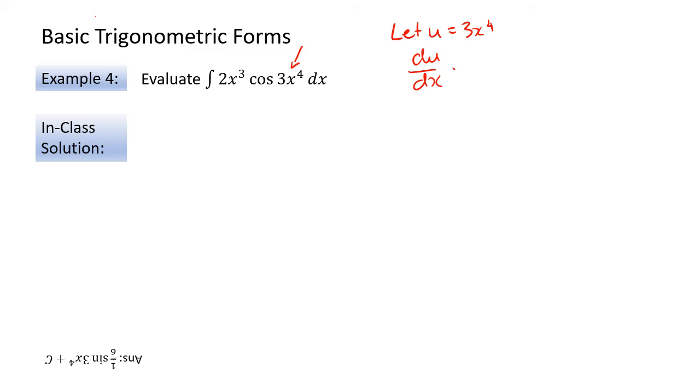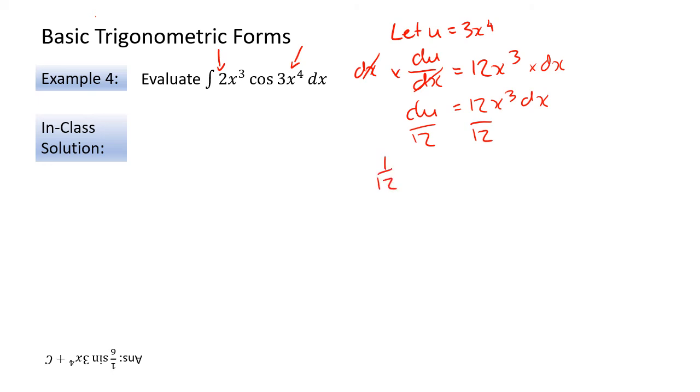So du by dx is equal to 12x cubed. So if we want to solve for du, we multiply both sides by dx. So the dx cancels here, and du is 12x cubed dx. Okay. So the item here, we have a 2 here. We can't substitute in that 12, right? Because we don't have it in the function. So like we've done in the past, we have to divide both sides by 12. So we have 1 over 12 du is equal to x cubed times dx.